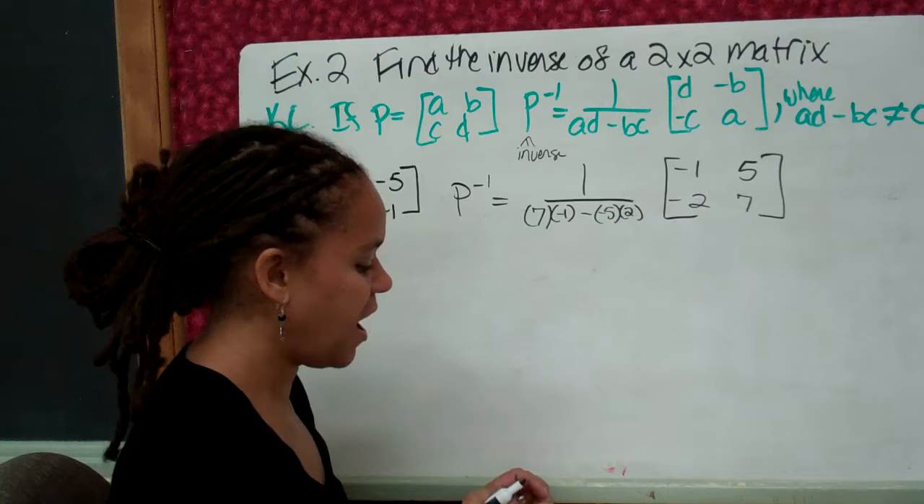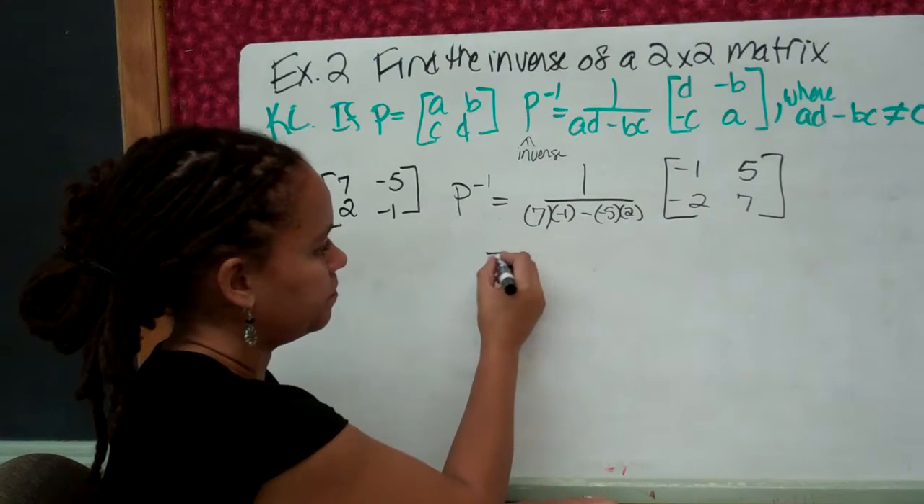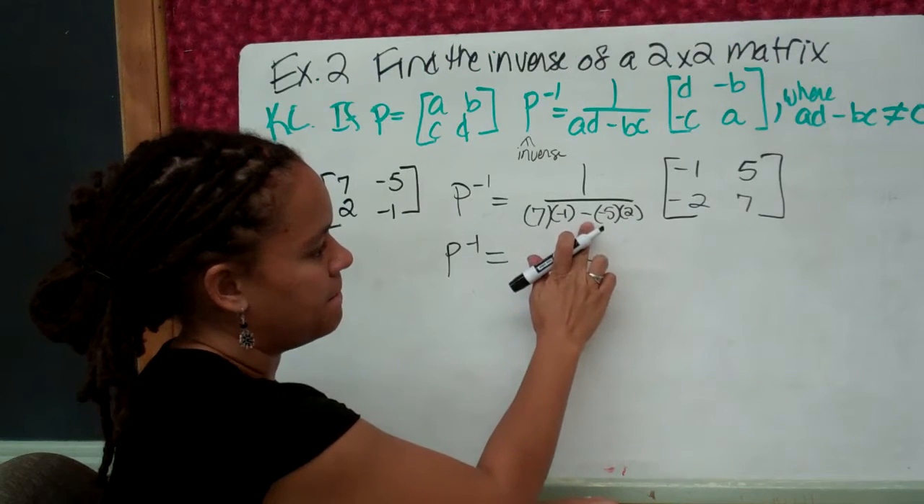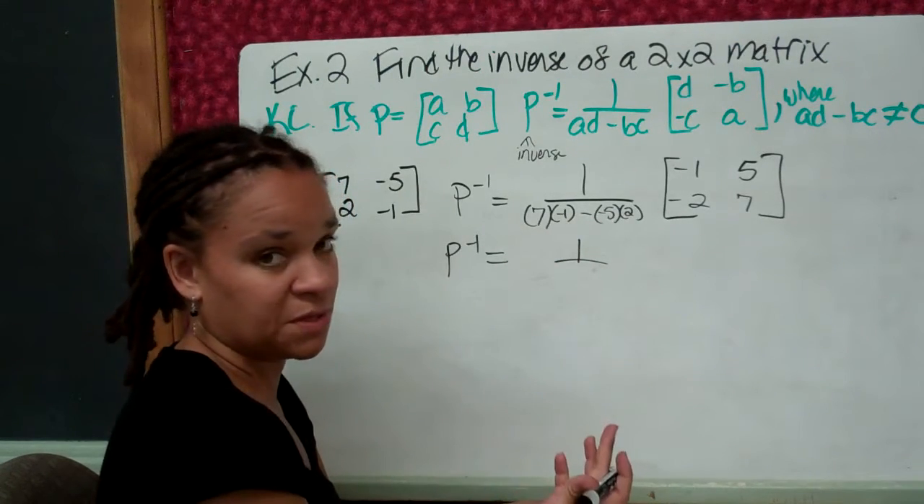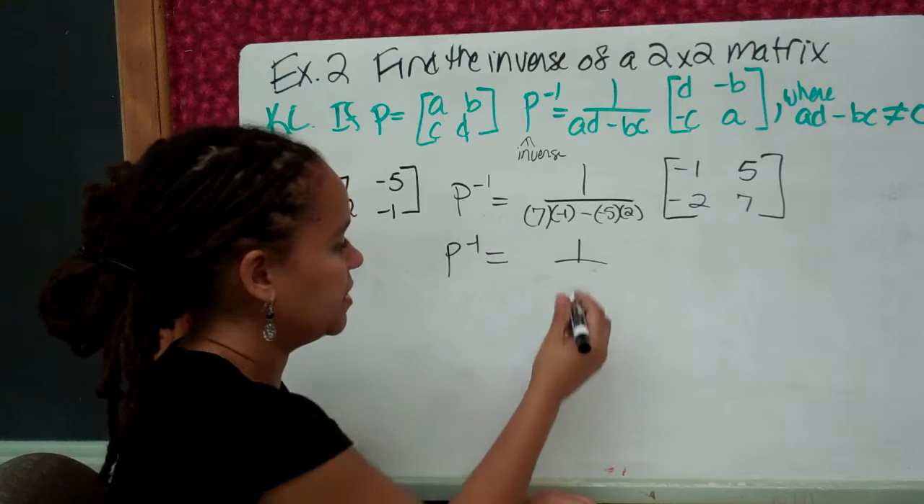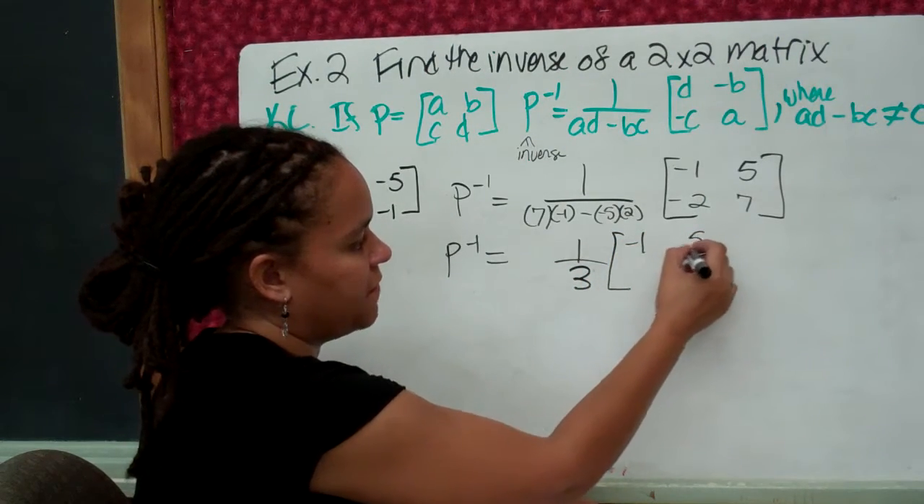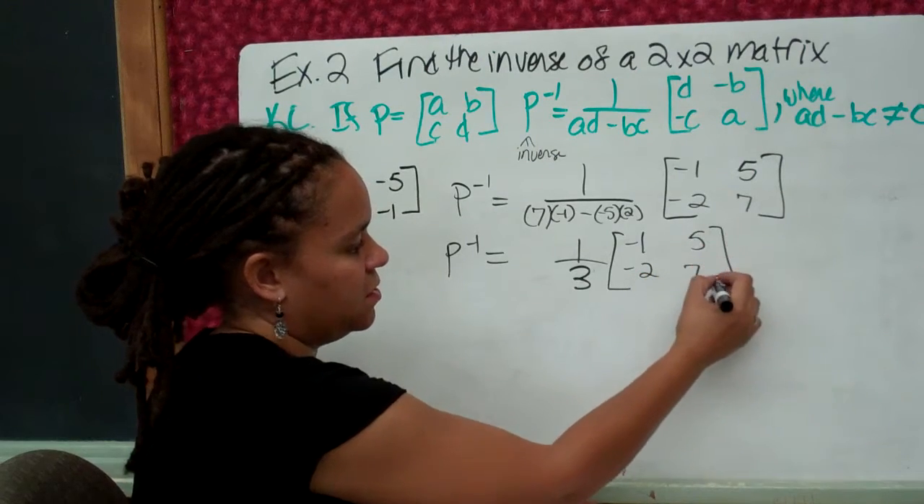So if we simplify the bottom, we have 1 over -7 minus -10, which means +10. So -7 plus 10 is 3. So we have 1/3 times the matrix -1, 5, -2, and 7.